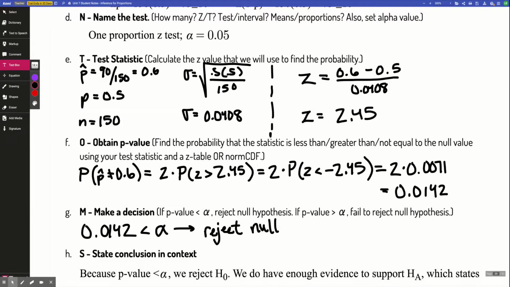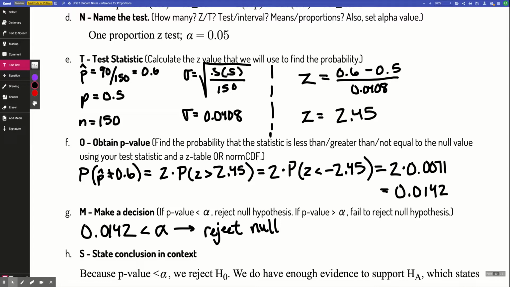I'm plugging all that information into the standard deviation equation, remembering to use the population proportion rather than the sample proportion in my standard deviation calculation. So I got 0.0408 for my standard deviation. Then I'm going to use that to calculate my test statistic, my Z-score. So I'm doing my sample value, 0.6, minus my parameter, 0.5, divided by the standard deviation, 0.0408. And when I did all of that math, I got that Z was equal to 2.45.